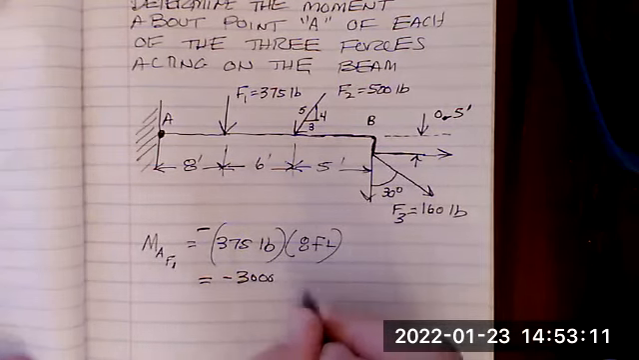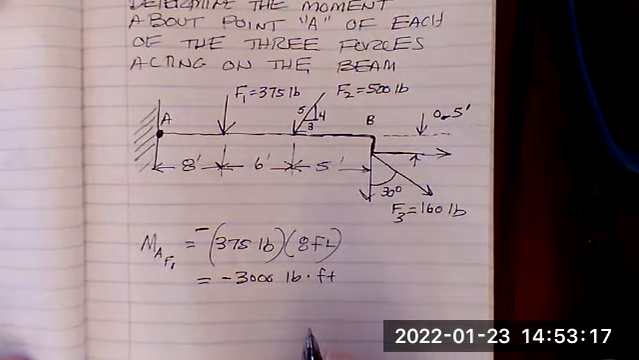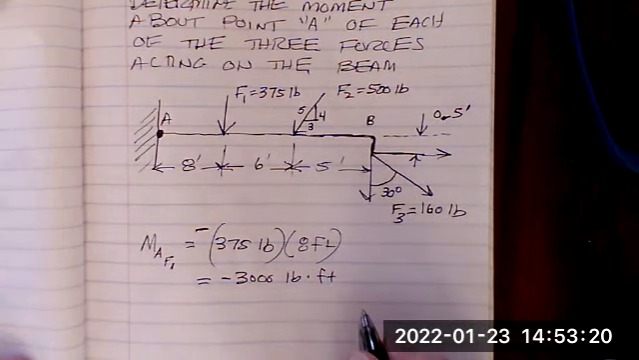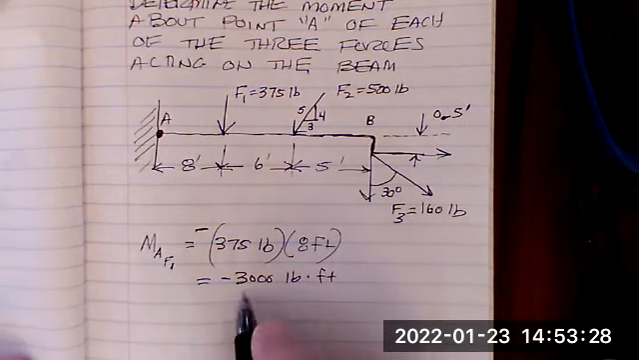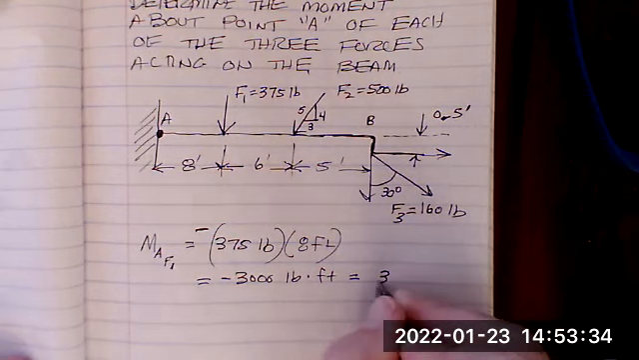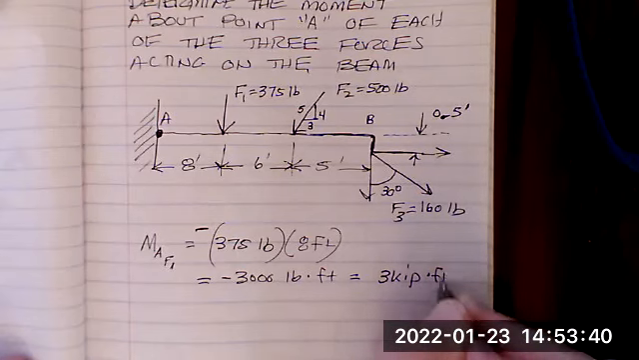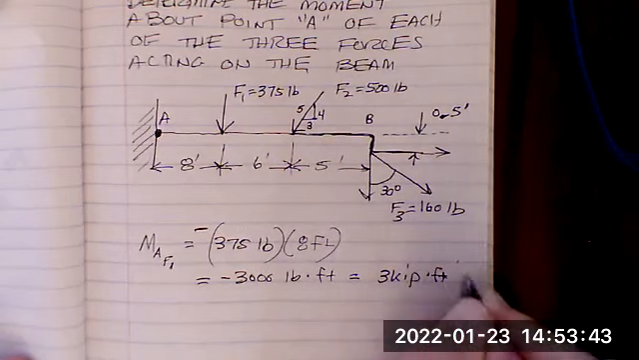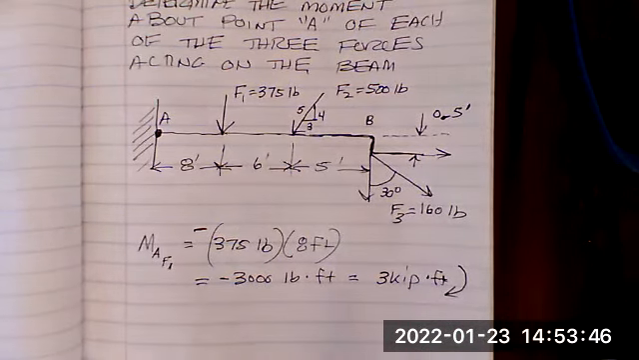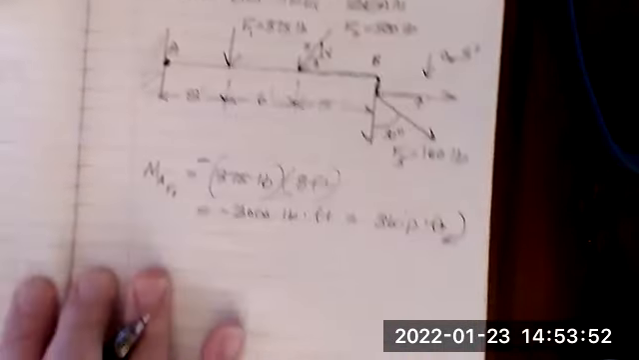You do the math here, you're going to get negative 3,000 pound-feet. Now, a kip is 1,000 pounds. If you haven't heard of the term kip before, K-I-P, that means 1,000. So we can change pounds to kips. That's going to equal 3 kip-feet. It's negative, but I'm not going to put the negative sign here. I'm going to show the direction, which is clockwise. Now, let's do the next one.